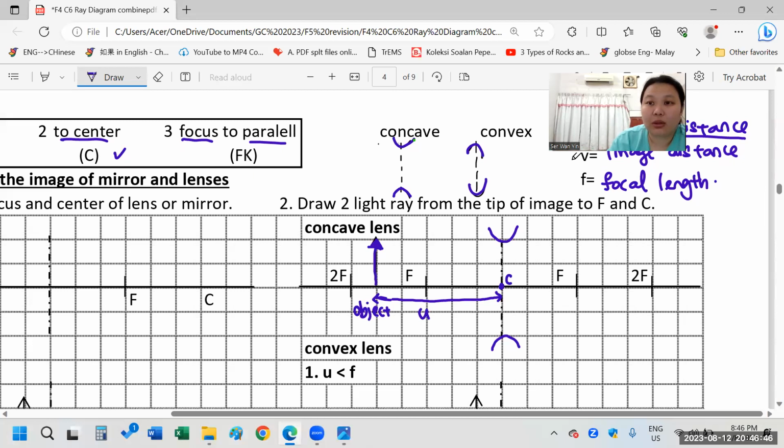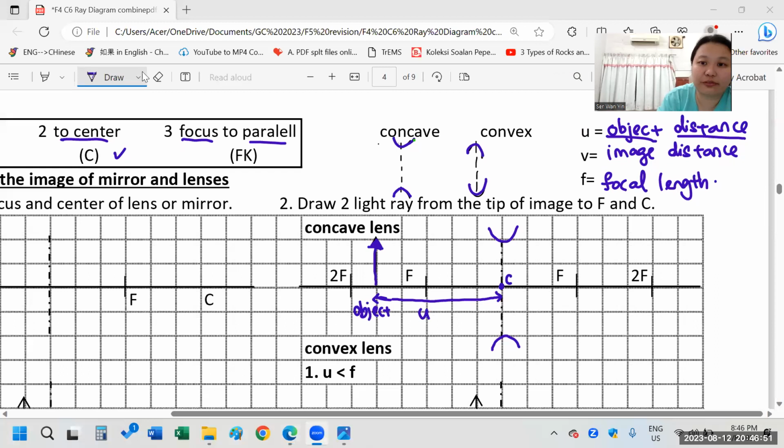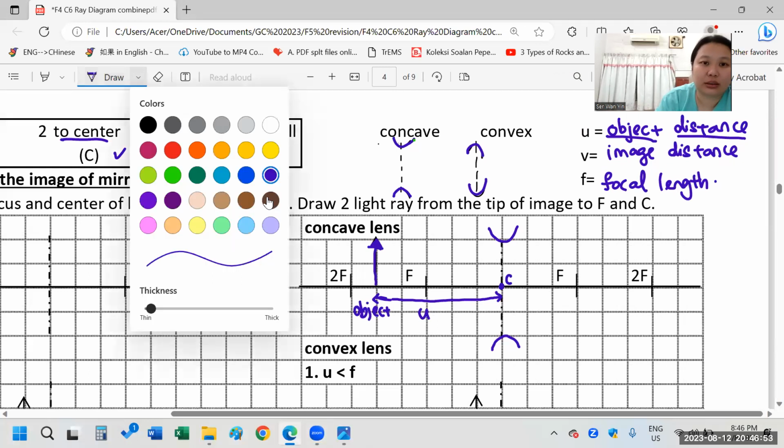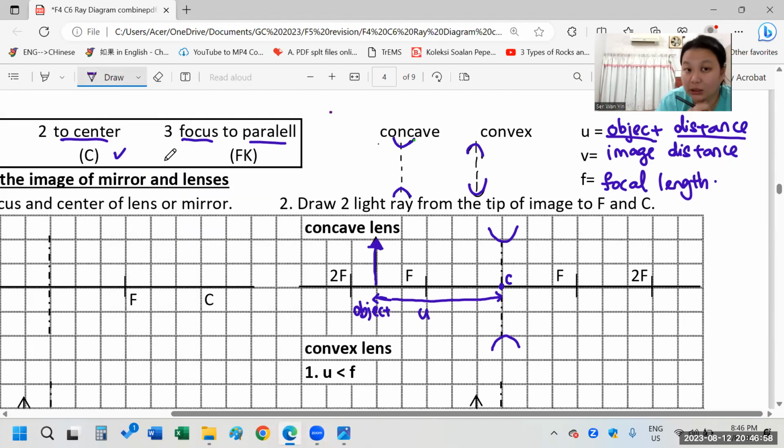Okay, so now how to determine where is the image? So first, I would use a purple line to draw KF. You can just use normal pencil. This one, the tip is on the line, the second grid. So you draw a line that is horizontal to the principal axis.